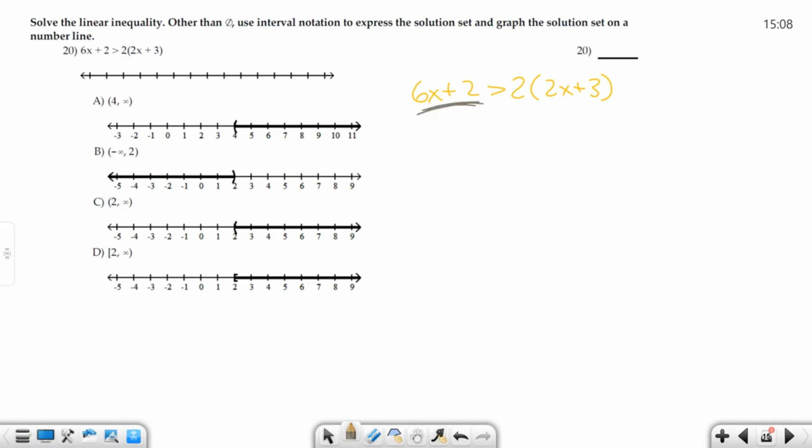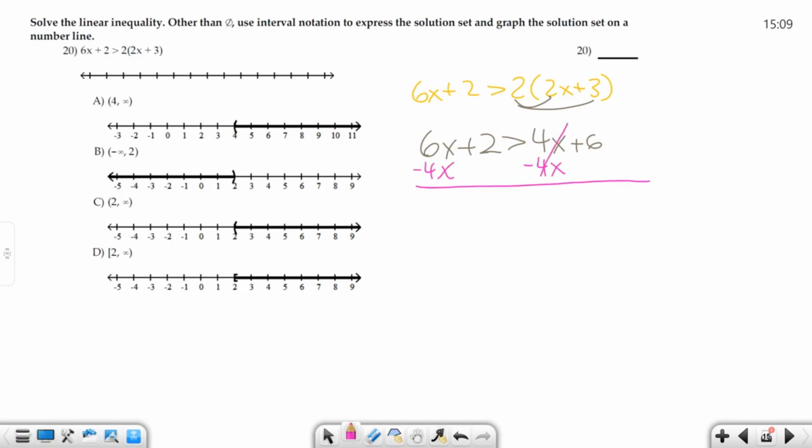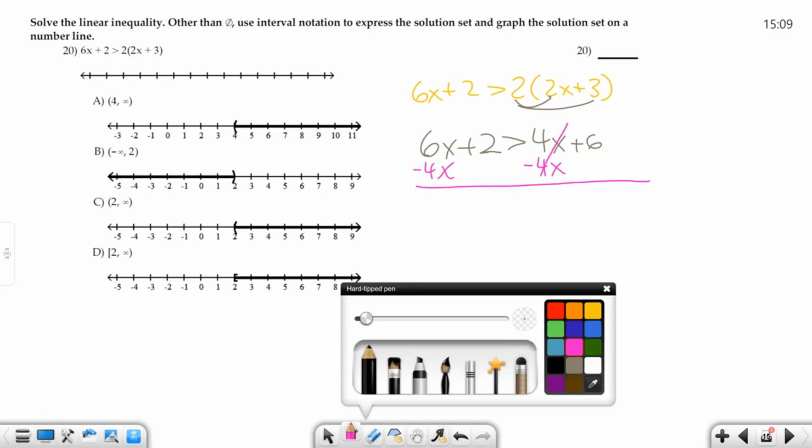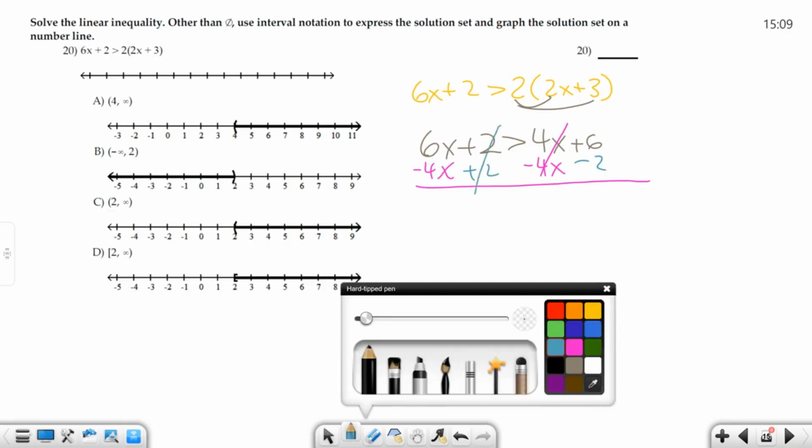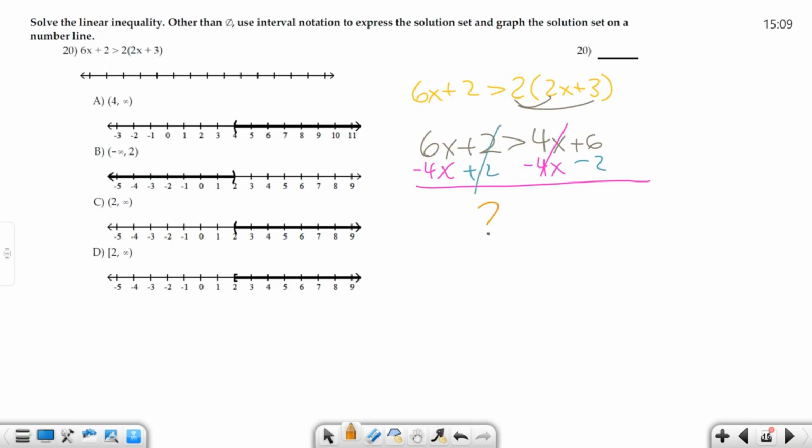Can't do anything over here, so it's time to move to the other side. The 2 can get distributed because nothing can be done inside there, right? So this is going to be 6x plus 2 greater than 4x plus 6. I distribute: 2 times 2x is 4x, 2 times 3 is plus 6. And then I'm going to move my 4x. If I do that, I also want to move my plus 2 here. So we are left with 6x minus 4x, which is 2x, is greater than 4.